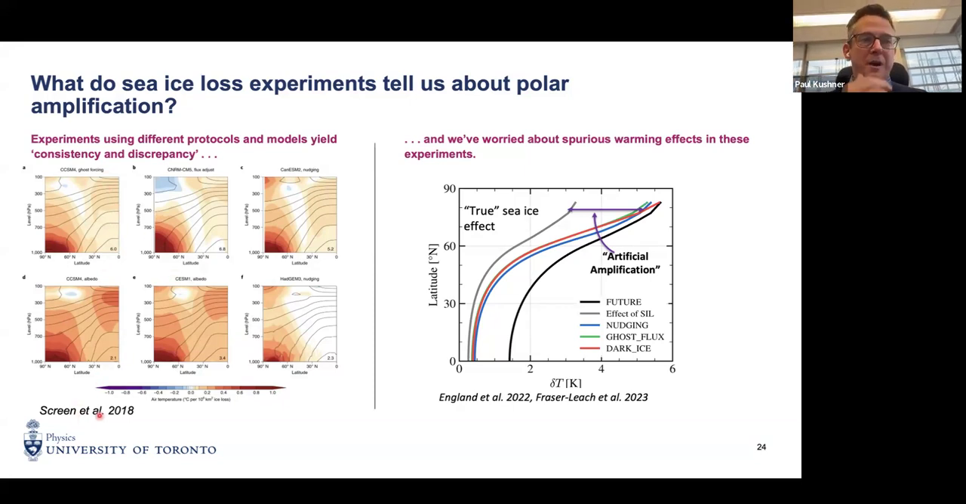So James Screen wrote a review paper about this, talking about consistency and discrepancy. What's done here is to normalize the surface temperature response, with the North Pole on the left, per unit sea ice loss.